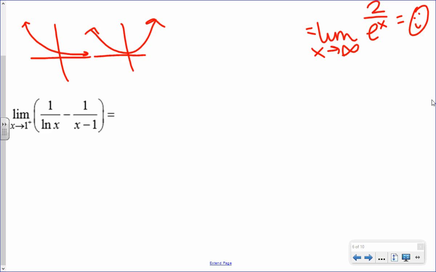Okie dokie. What do we got? Is that 1 to the right, plus? Yep, one on the right. What's the last one? Oh, to the right. So 1 to the right of natural log of x, that would be 0. And here we have an asymptote at 1 towards the right. It's going up towards infinity. So we have infinity minus infinity. Okay? How will we get this to be a fraction?